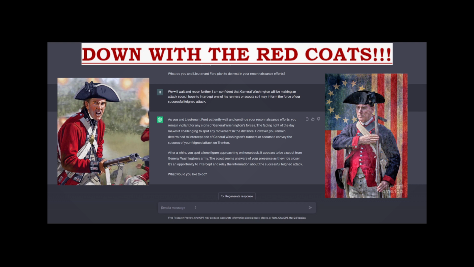Patiently wait and continue your reconnaissance. You remain vigilant for any signs of Washington's forces. Makes it challenging to spot any movement. However, you remain determined to intercept Washington's runners and scouts again.